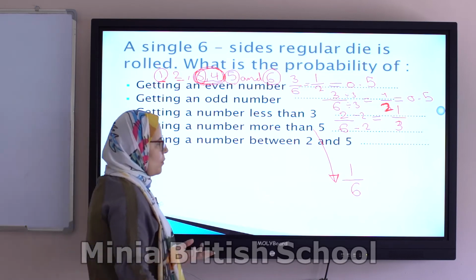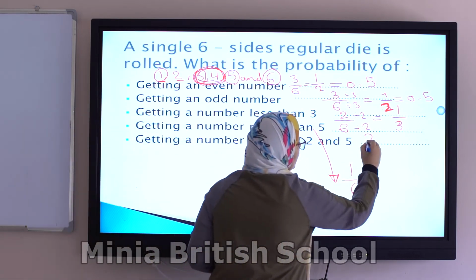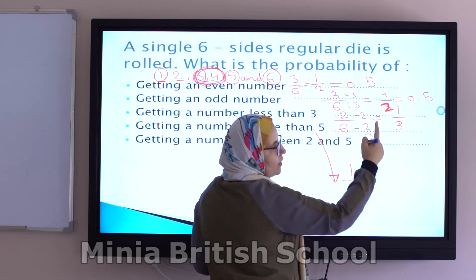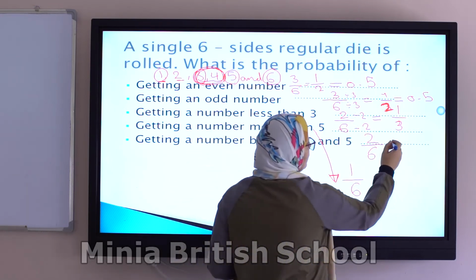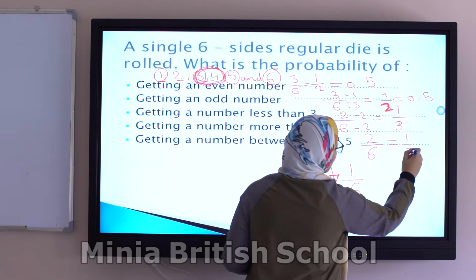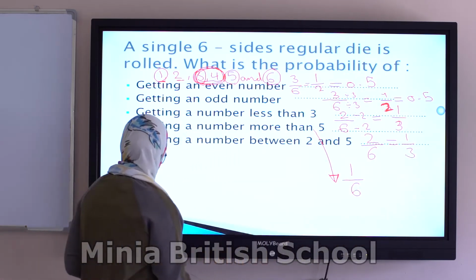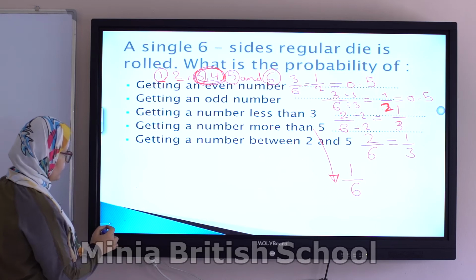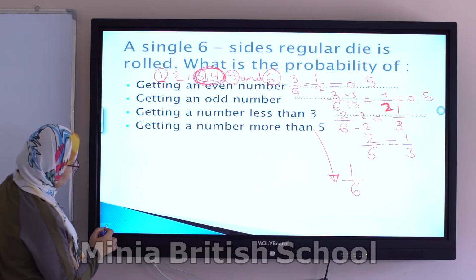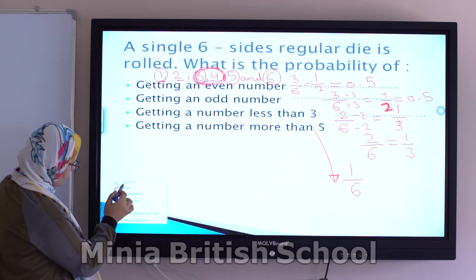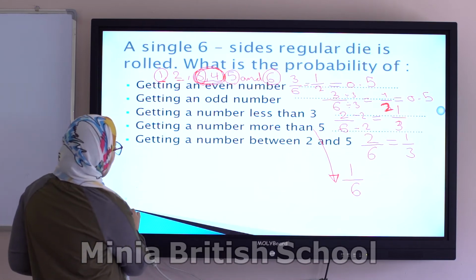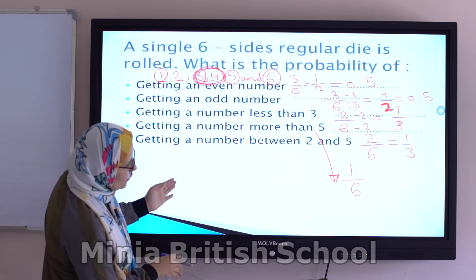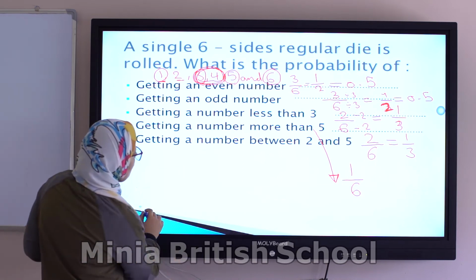So the number of possible outcomes is 2. Over what? Over 6. So it will be 2 over 6. I can simplify it as 1 over 3. Let's see the next one. Getting a number between 2 and 5, we already answered it.